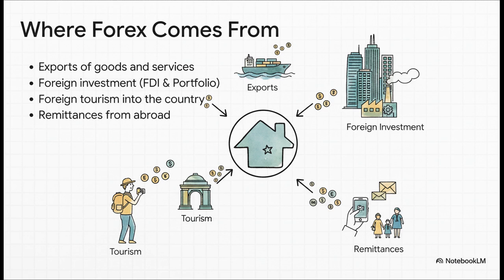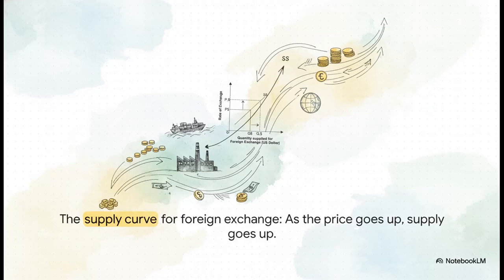And it comes from foreign investment, when companies or people from other countries buy assets here. All of these things cause foreign currency to flow in. And here's the supply curve to prove it. The logic here is pretty direct.